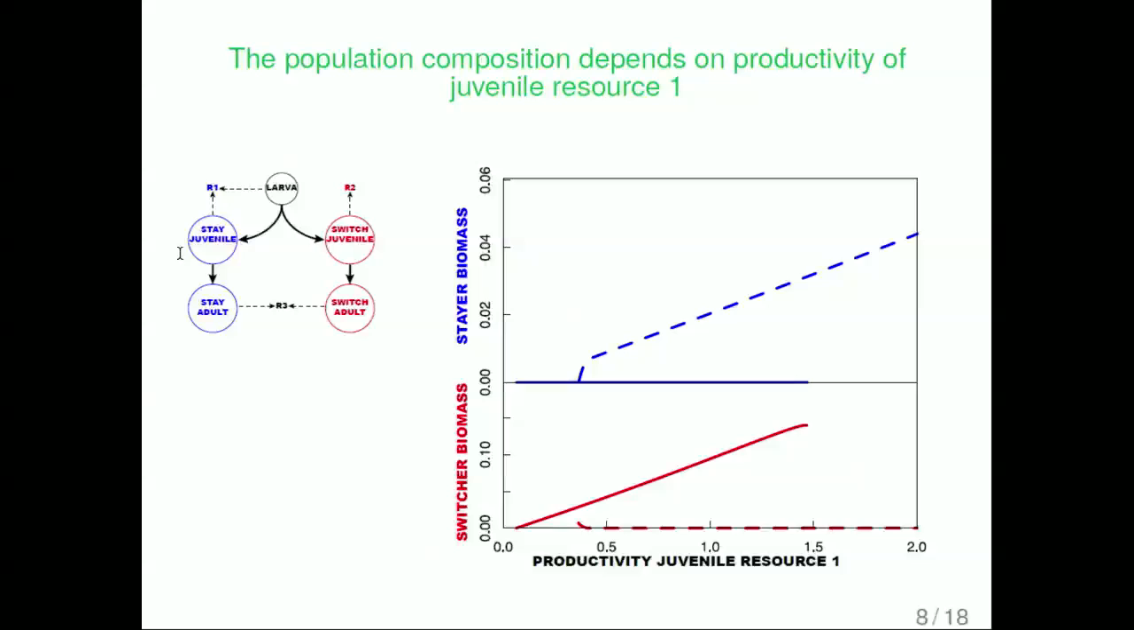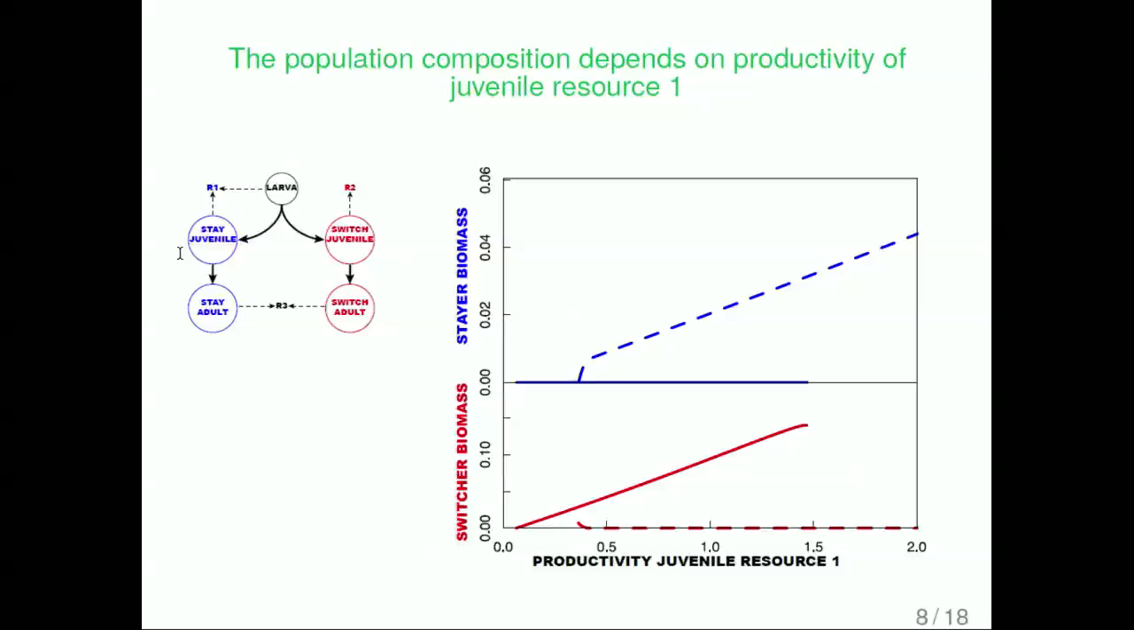And if you look at the same equilibrium for the stayers, there is no biomass in the stayer adults, and that is because they never reach maturation. But if I start from a very high productivity of my first juvenile resource, then it's the other way around: the stayers, the ones that only use the first resource, will be able to become adults and reproduce in the population, whereas I have no adults coming from the switchers strategy.